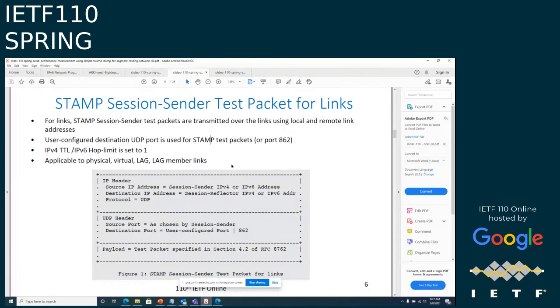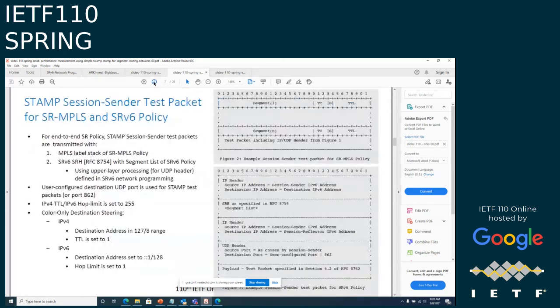Yes. So again, the user configures the UDP destination port, IPTTL set to 1, and it is applicable to various links. Next slide, please. The test packet for the SR-MPLS and SRv6 policy: for SR-MPLS it carries the MPLS label stack. For SRv6, it carries the SRv6 segment list and also the SRH. There is upper layer processing defined in network programming for the UDP header that's carried.